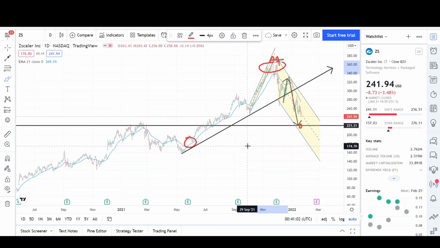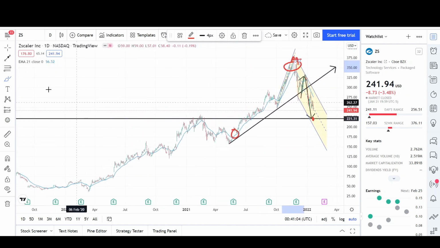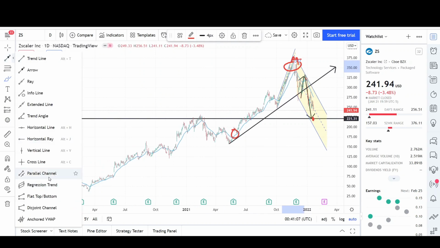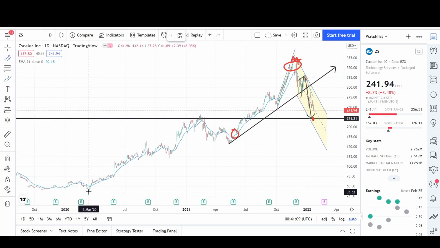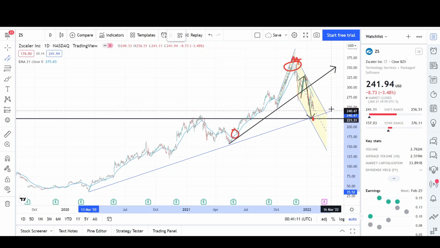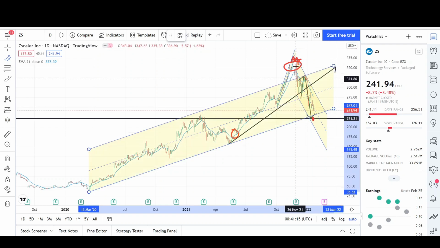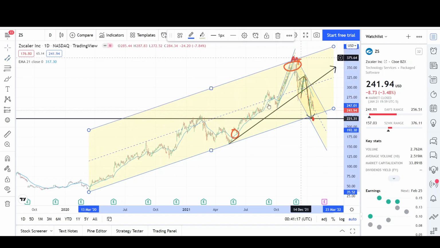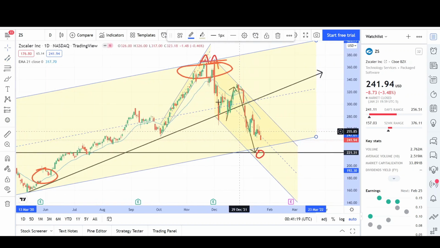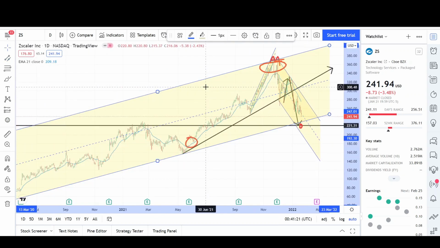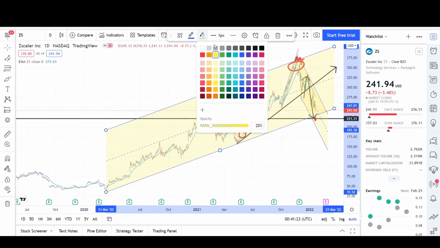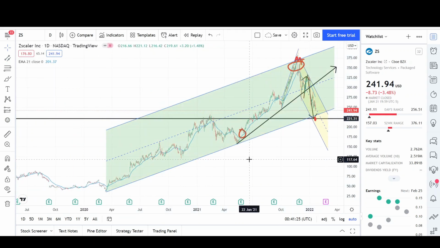Let me zoom out on the chart one more time and show you guys the uptrend that potentially could be in play if I just connect the swings on the bottom. Maybe something like that, and I drag this up. So I think this is the uptrend pattern for ZSCALER. Fits pretty good.